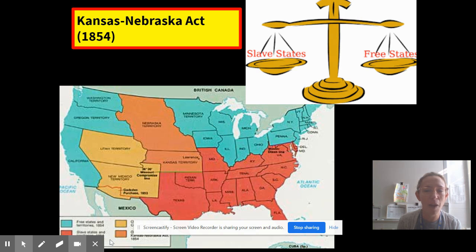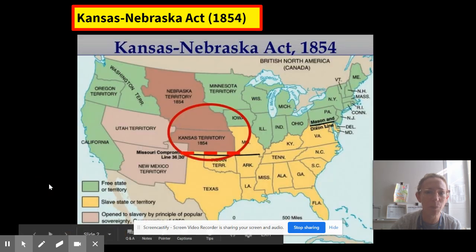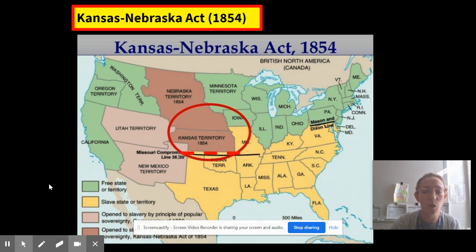And so the problem is we keep getting more and more people settling out west in the 1850s. And then once there's enough people there, they want to become states so that they can have representation in Congress. This specifically became a problem in 1854 when people had settled the Kansas and Nebraska territories. So the question was, what do we do?